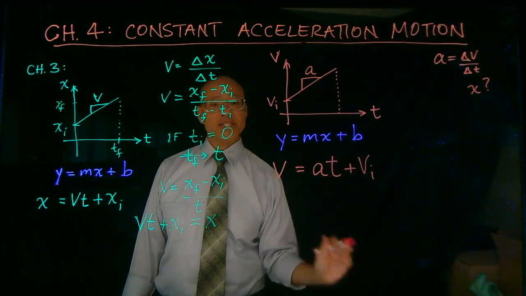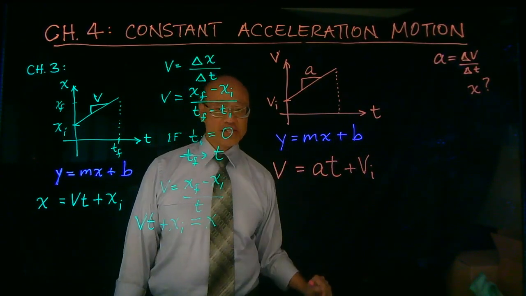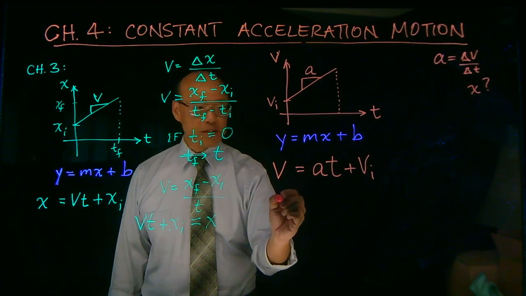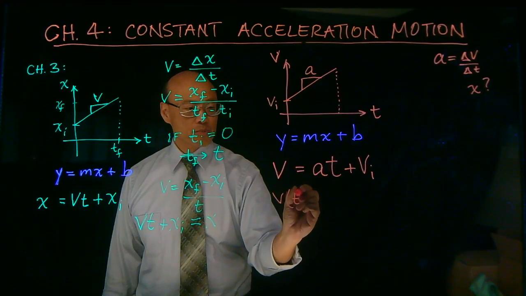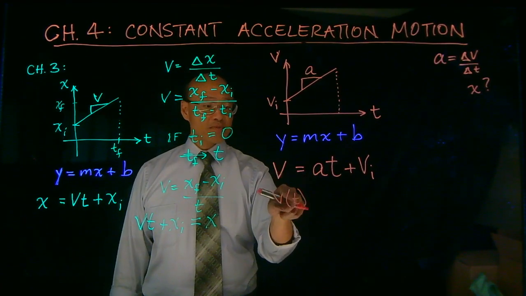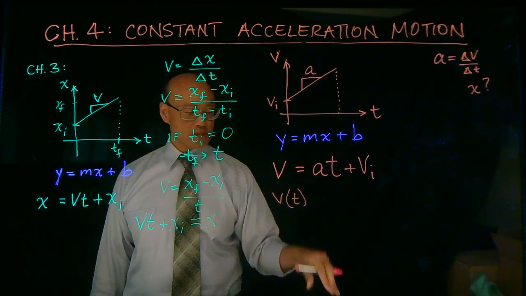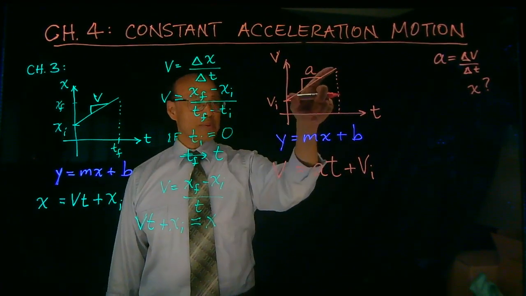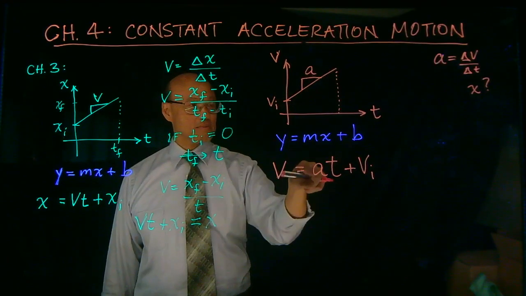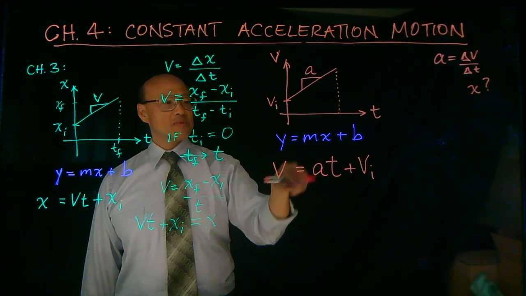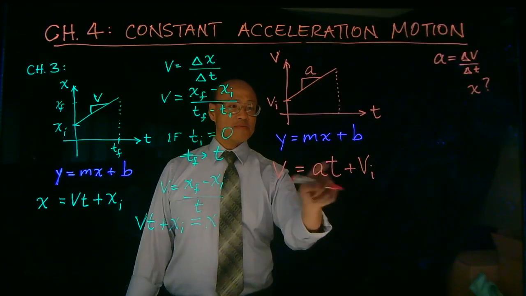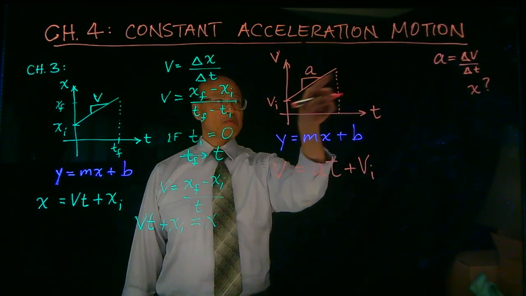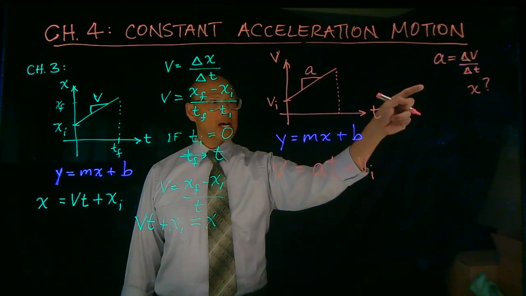Ta-da! I now have a new equation that incorporates the role of acceleration. So how fast I'm going at any time t. You could think of a more formal definition: v as a function of time is equal to this. You give me a time over which I'm accelerating by that amount, you add on my initial velocity, and there's my new velocity, v equals at plus vi. Acceleration is just the slope of this line, so we have an equation for that.